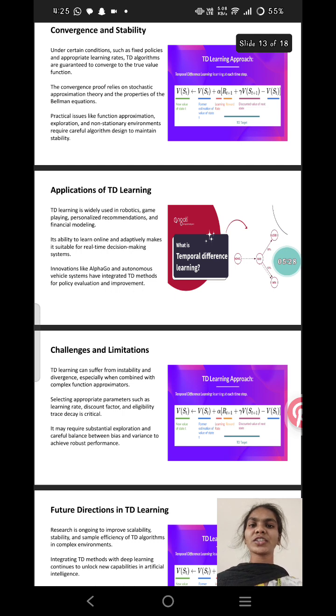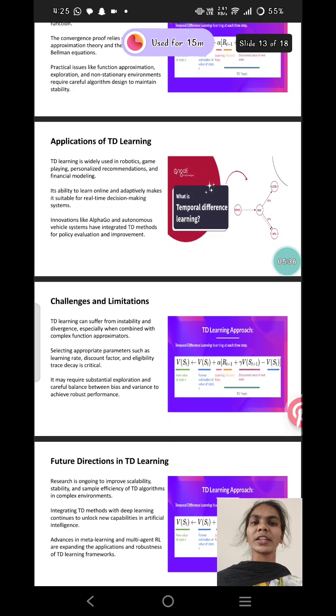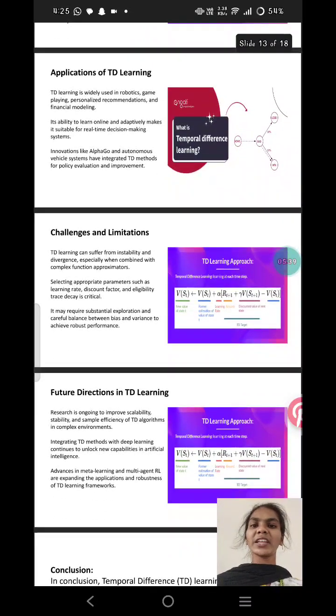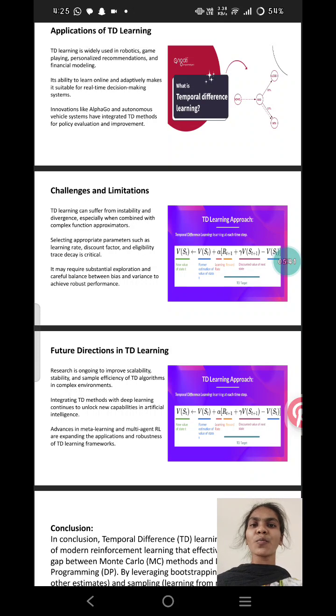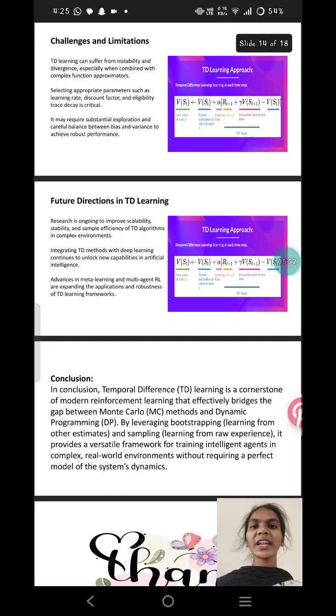Practical issues like function approximation, exploration, and non-stationary environments require careful algorithm design to maintain stability. Applications: TD learning is widely used in robotics, game playing, personalized recommendations, and financial modeling. Its ability to learn online makes it useful for decision-making systems. Challenges: TD learning can suffer from instability and divergence, especially when combined with complex function approximators. It may require extensive exploration and careful balance between bias and variance to achieve robust performance.